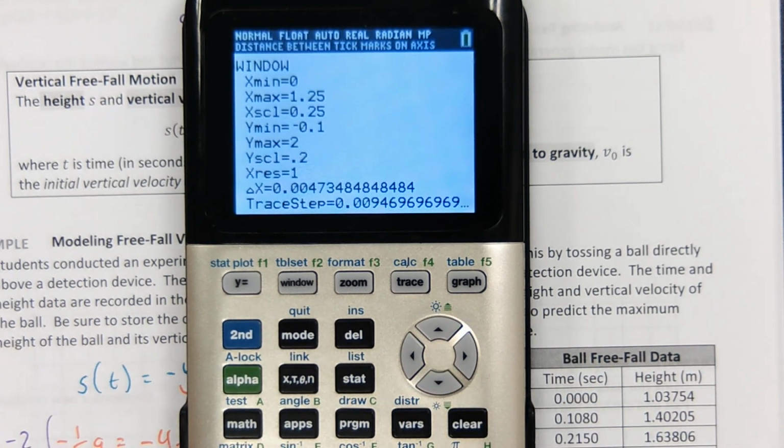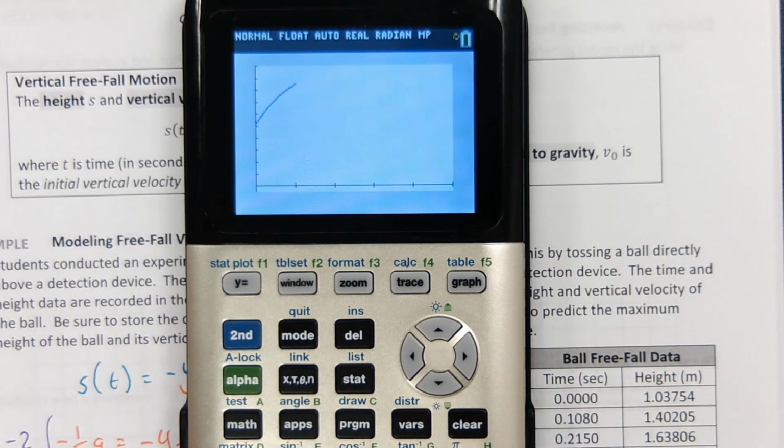And I'll make my y scale 0.2, whatever. Now when I hit graph, it's going to be a pretty path of the ball. Whee! Look how nice that is. Remember, we're plotting vertical height over time. So this ball isn't going sideways. It's just that when you plot heights over time, because things are being pulled down by gravity, they make quadratics.